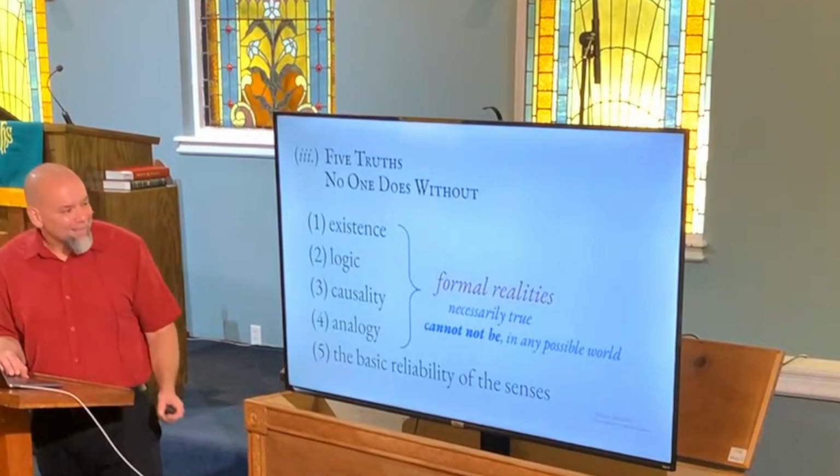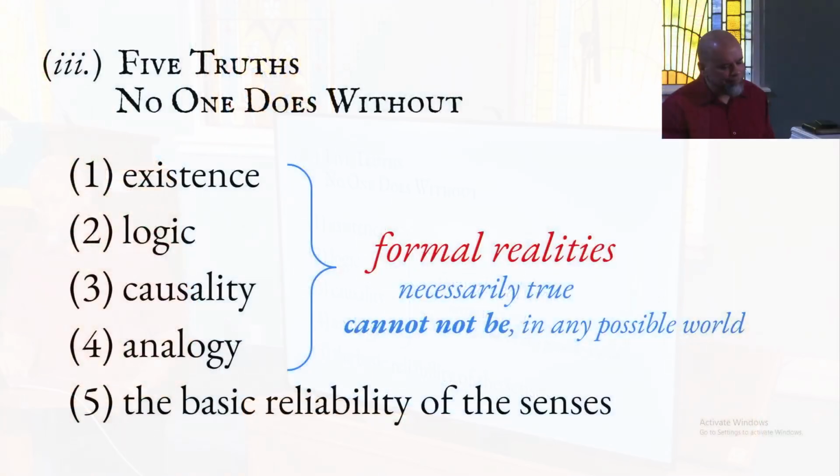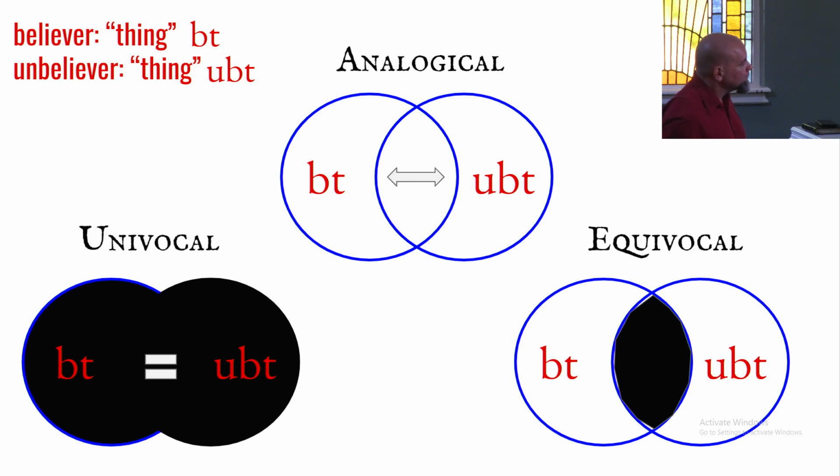Quickly, getting to analogy here, and this is a little headier, but I'll quickly go through it. BT just stands for a believer talking about the word thing. So the word here is thing. It could be any word. What this is teaching is that we have to assume that there is an analogical use of reason.